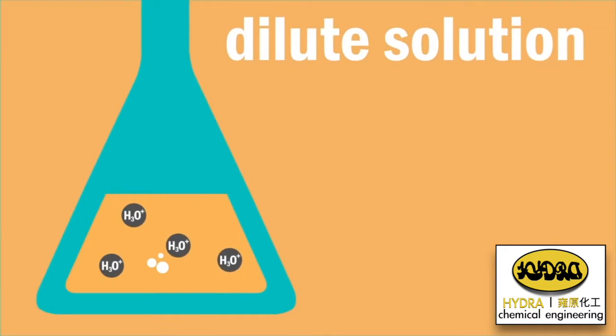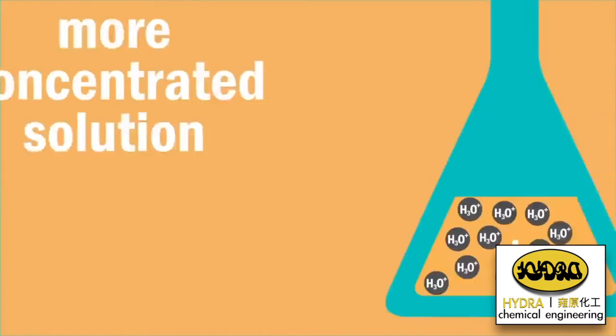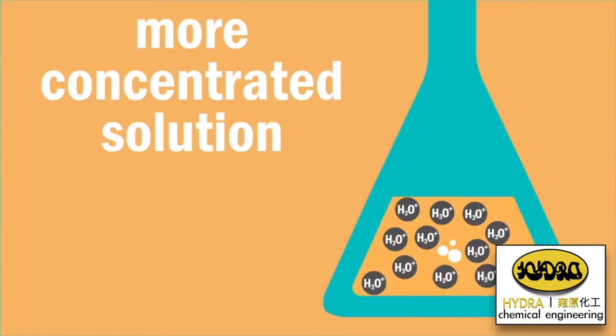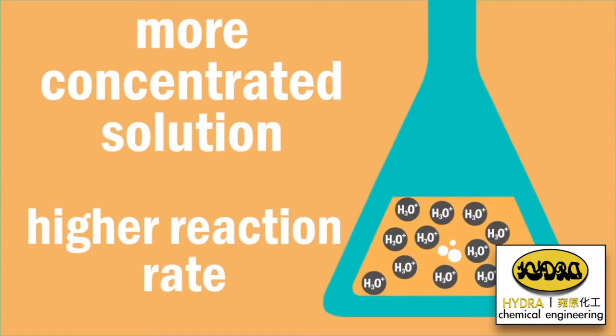In a dilute solution of hydrochloric acid, there are not many H3O+ particles in a given volume to react with the marble chip particles in a given time. Hence a slow reaction and a low reaction rate. In a more concentrated solution of hydrochloric acid, there are more H3O+ particles in the given volume to react with the marble chip particles in a given time. Hence, a faster reaction and a higher reaction rate.